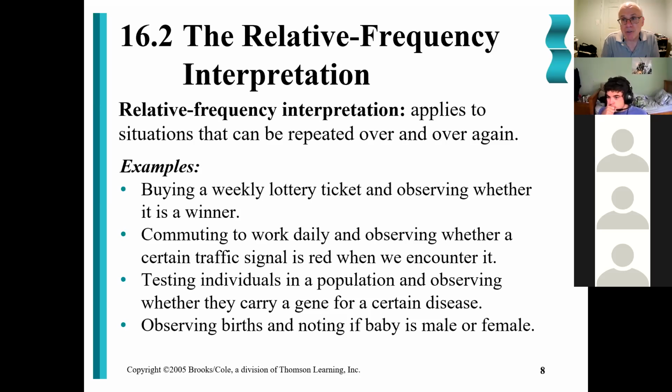That's 1 out of 6, that's 16.7%, I believe, okay? So 16 or 17 out of 100 rolls of the die, we would expect to get a 1, but we wouldn't necessarily get that as a result. We might get 14, we may get 21, it depends. So this is called the relative frequency interpretation.